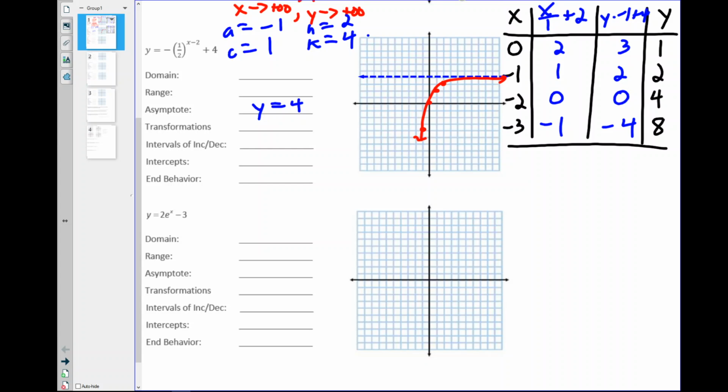If it doesn't say log, if the variable's inside a log, it's logarithmic. If the variable's up in an exponent, it's exponential.